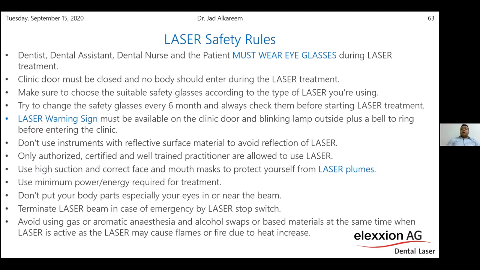Another point is regarding the cooling. If you are using a diode laser, when you are applying the laser on the tissue, don't use water at the same time, because the water will decrease the absorption level of the diode. So first you stop the laser and you apply a few drops of water to cool down the tissue, and then you start your laser again. So don't mix both of them at the same time.